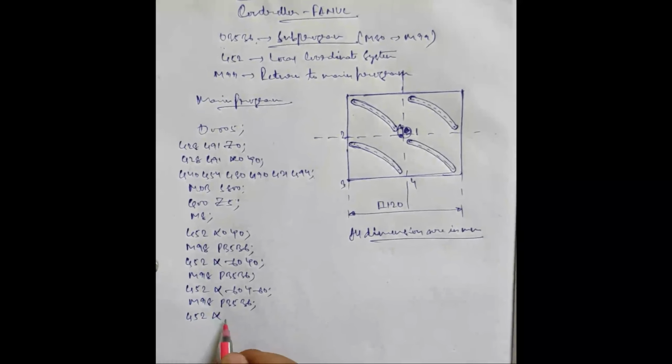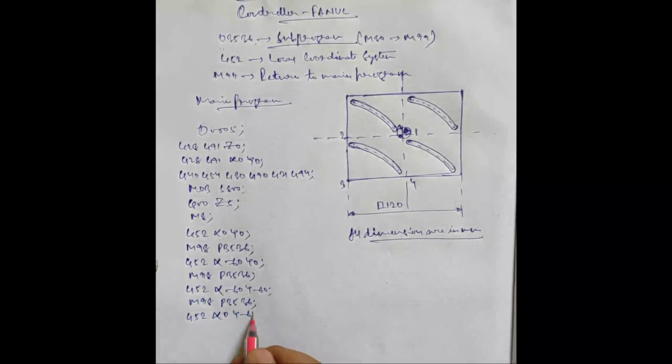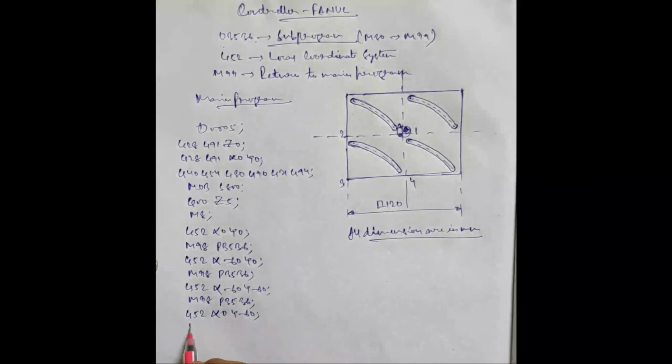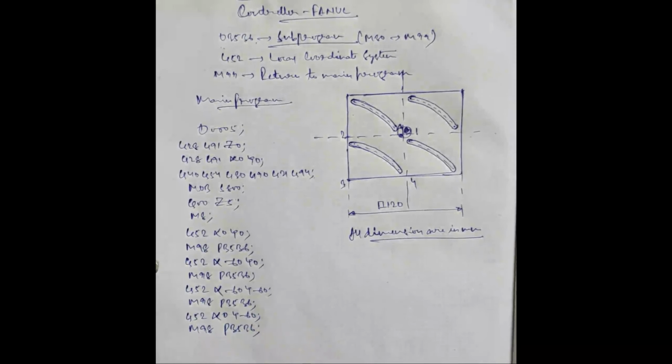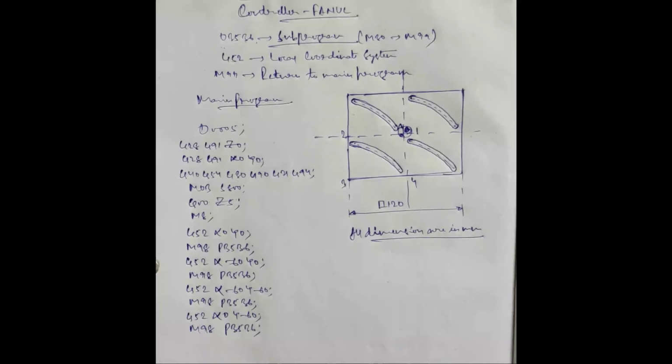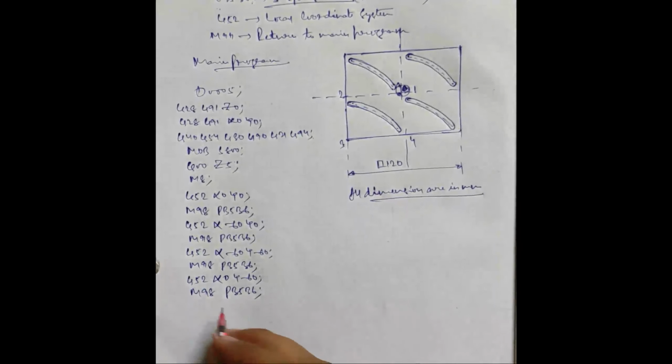Then after that, for this block or this square, G52 X will be 0, Y will be minus 60, and call that subprogram, M98 P3536. Clear?